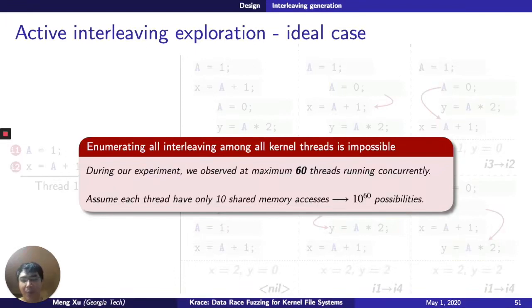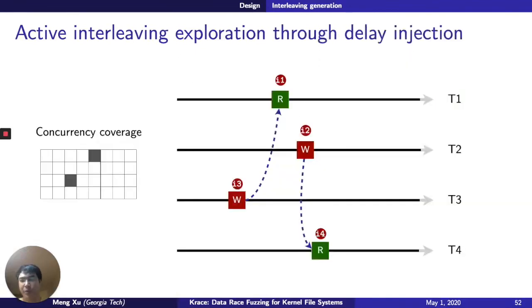Because during our experiment, we observed that there are at max 60 threads running at the same time, which means that assuming each thread has only 10 instructions which access some shared memories, you're going to enumerate 10 to the power 60 possibilities, which again, no machine can actually do within reasonable time. So what we do, instead of actively enumerating all the interleavings, is start with delay injections.